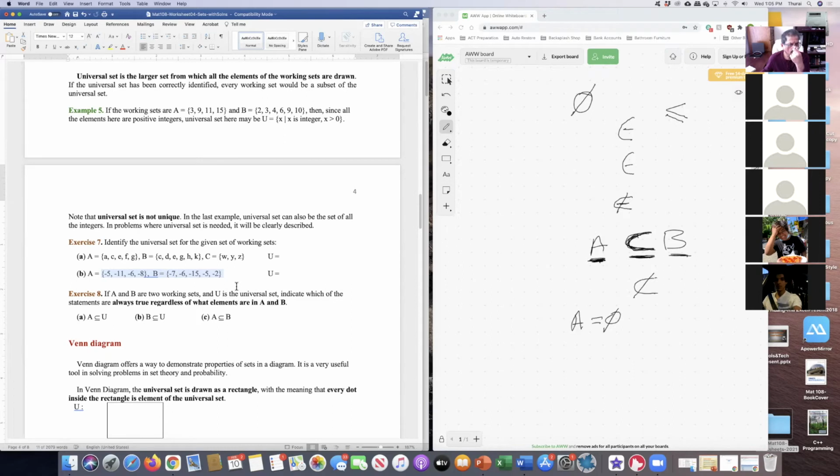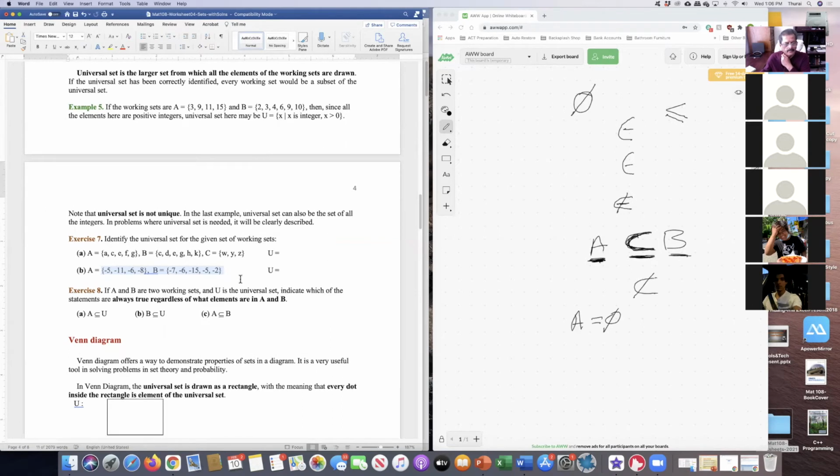X is less than 0. All integers less than 0, right? All negative integers, that's right. If you say all numbers, that's also correct, but you want to narrow it down. Whenever a problem asks you for the universal set, try to identify the smallest universal set. But you won't be asked that question.